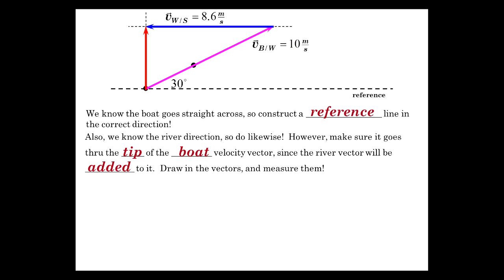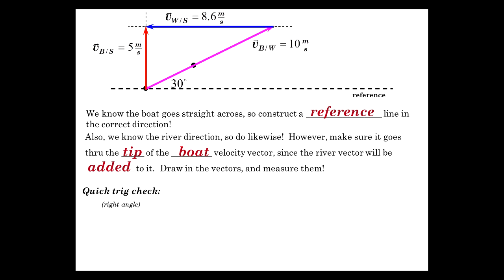And the crowd is happy. The small crowd, nevertheless. Those that are observing this are happy. We got the resultant, and we measure it. It's about 5 meters per second, and we've accomplished our purposes.